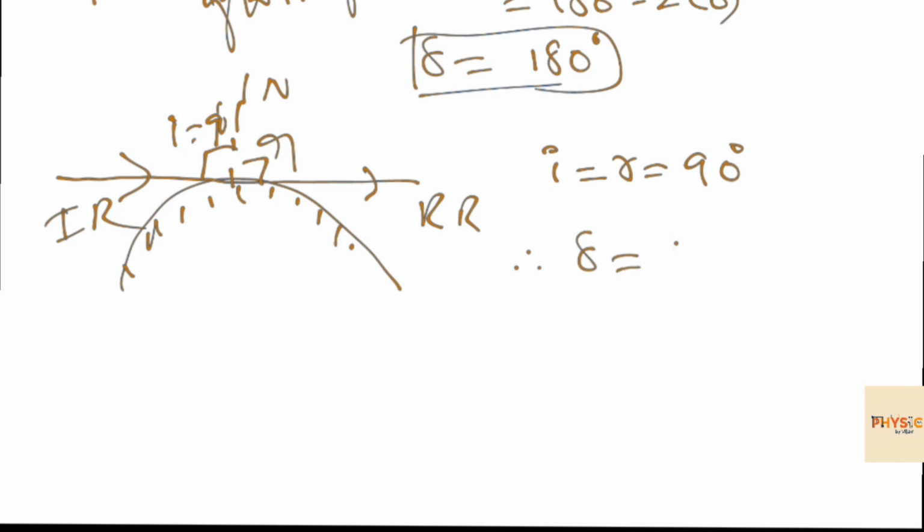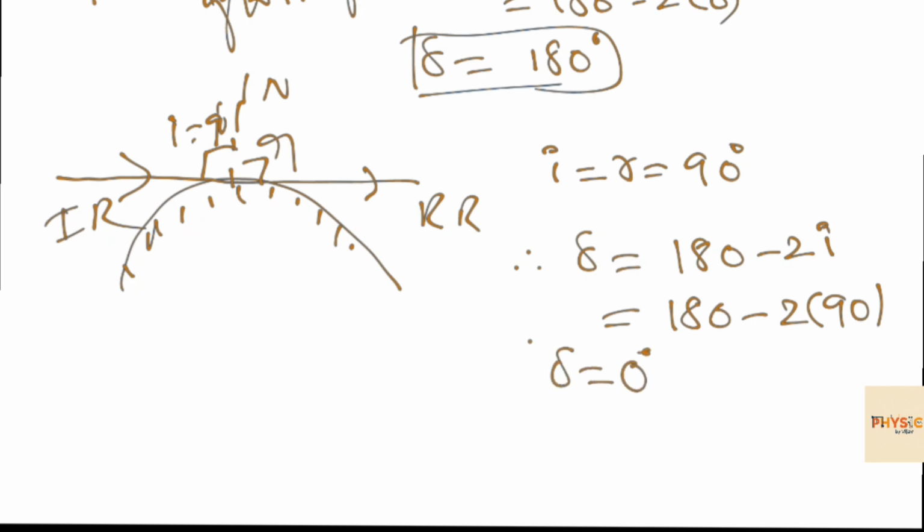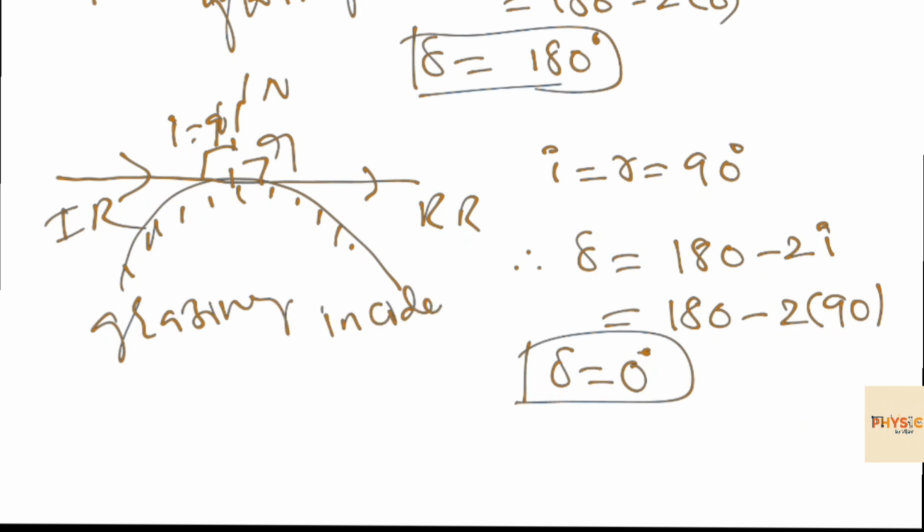Then the angle of deviation is 180 minus 2i, 180 minus 2 into the value of the angle of incidence, which is 90. So the deviation angle becomes 0. For grazing incidence, the angle of deviation is 0.